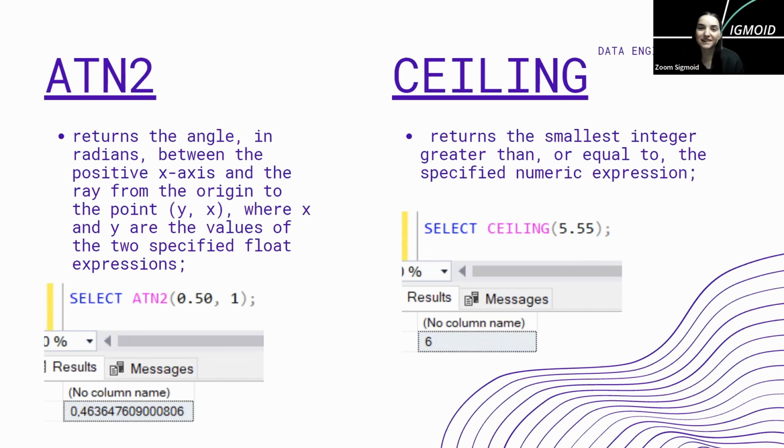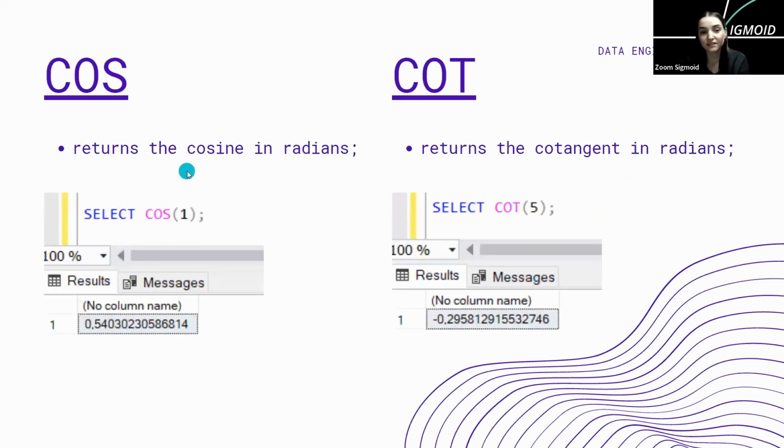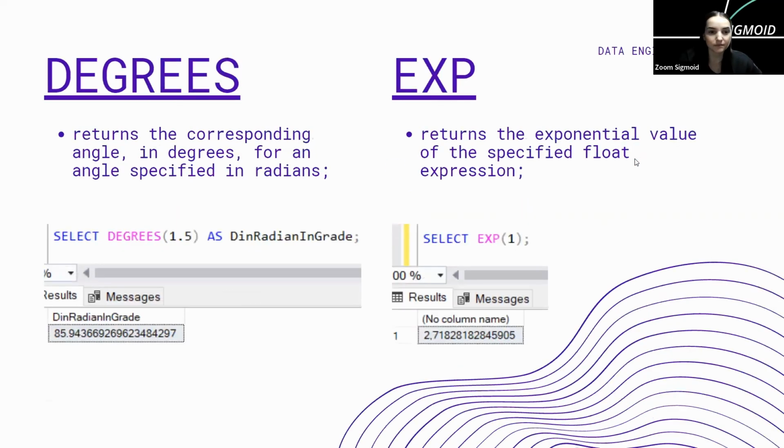We have the ceiling. Ceiling returns the smallest integer greater than or equal to the value. So we have 5.55. It gives you the ceiling, which is 6 in this case. We have the cosine in radians. We have the cotangent in radians. We have the degrees. Okay, I used a Romanian alias, I don't know why I did it, but okay. It converts from radians to degrees.